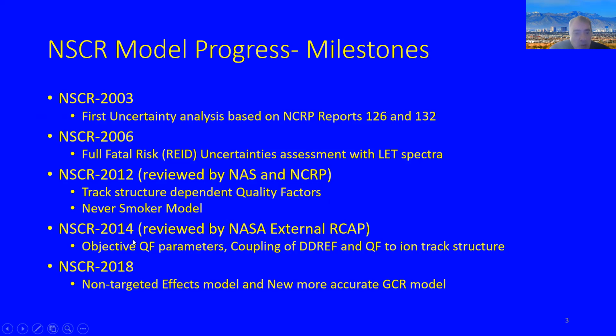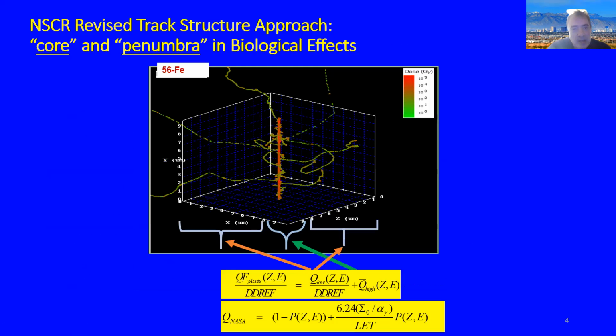We had some more revisions based on the NASA review. We had objective quality factor parameters that were published in a PLOS ONE paper, and then the coupling of the DDREF and quality factor based on observations of ion track structure. And then we followed that up with new improved GCR models and non-targeted effect estimates.